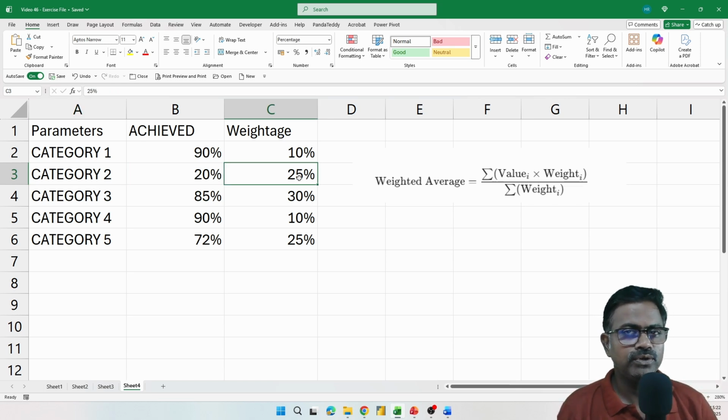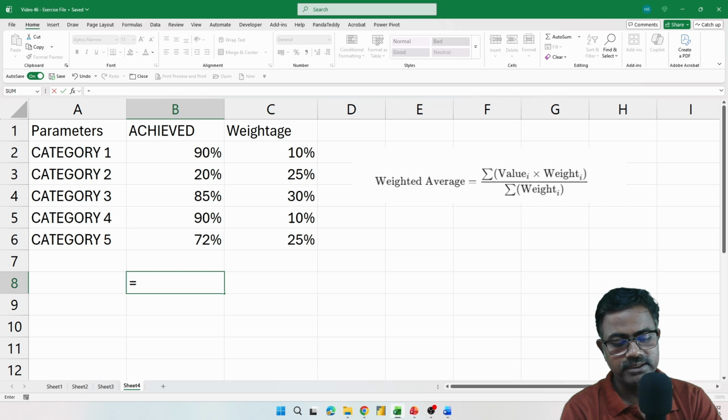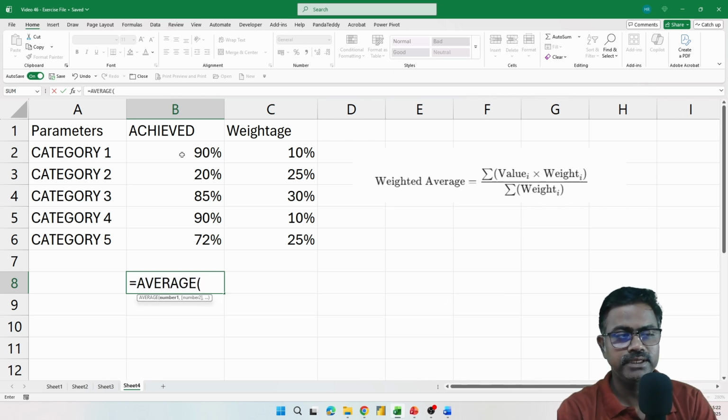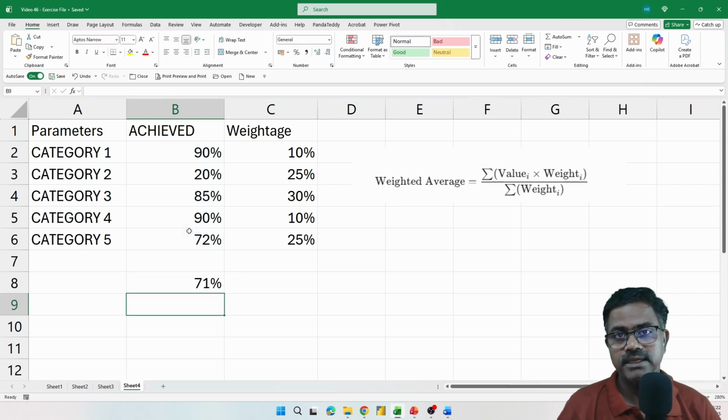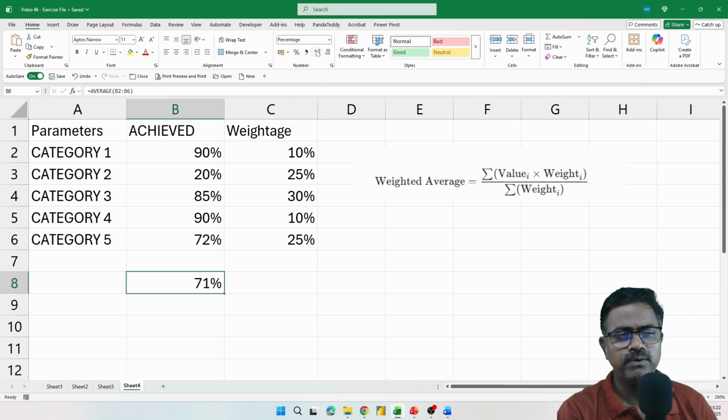Now, when you want to calculate the normal average performance of the person, what ideally we'll be doing is taking the average formula and his scores achieved in each category, and when I calculate, it will tell me this guy's average performance percentage. If you see, it's going to be 71.40.